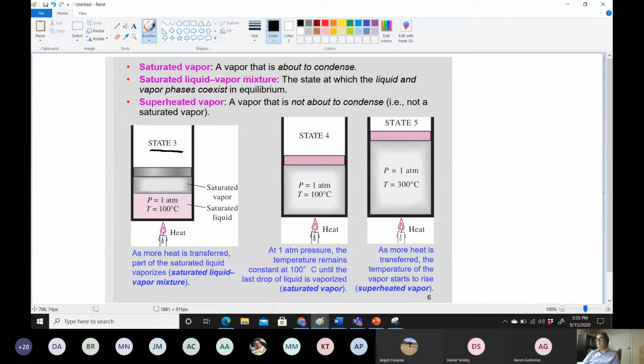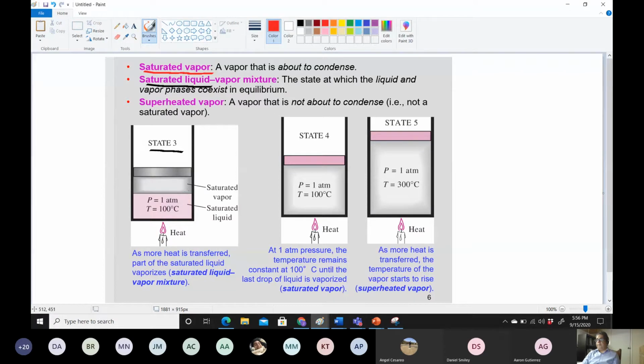So saturated vapor is about to condense. Vapor that is about to condense. So basically in the world of saturated liquid, the next stage is saturated vapor. Saturated liquid is the water in liquid form, but right before it boils, and saturated vapor is the other side of that. So right when the water first starts to boil, it becomes saturated vapor.